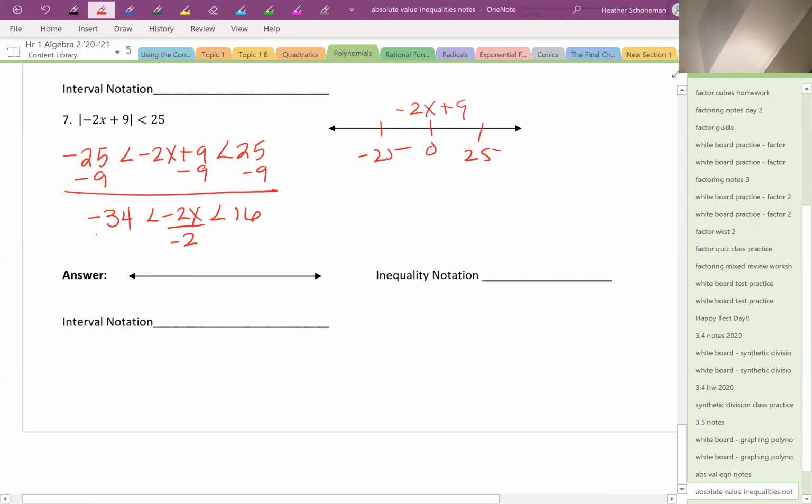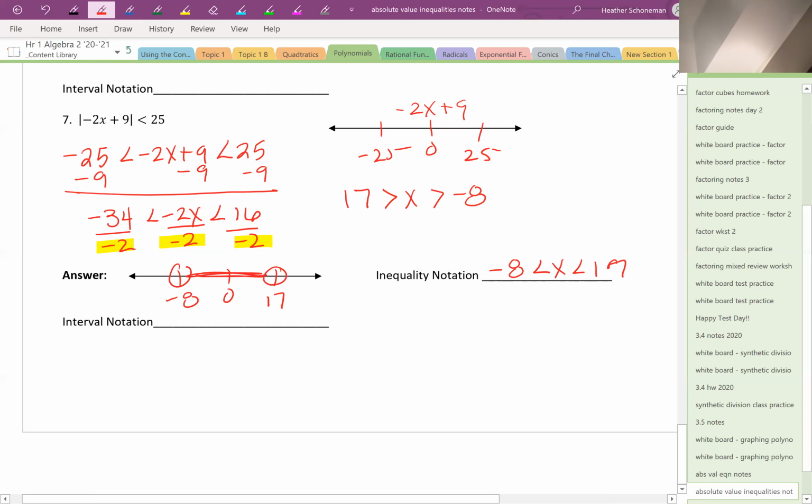So now to solve, I'm going to divide everything by negative 2. But be careful when you divide by a negative 2, remember it flips the inequality. So now I have positive 17 is greater than x, which is greater than negative 8, which is a true statement. But when you write your inequality notation, you cannot have compound inequalities with greater than symbols. They need to be less than. So we have to flip it and write negative 8 is less than x, which is less than 17. So when we graph that, we're going to have open circles. It's everything in between. And the interval notation would be negative 8 to 17.